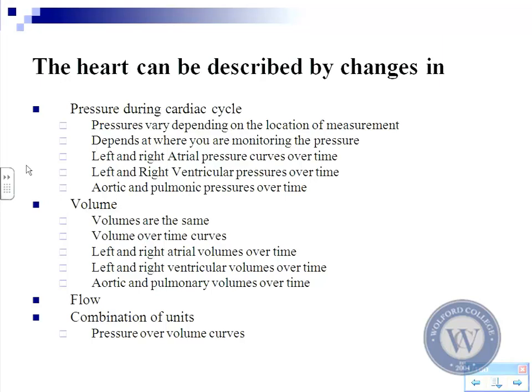On the other hand, if you look at volumes themselves, you cannot tell the volumes from the left to the right being any different. The right atrium displaces the same amount of volume as the left atrium. The right ventricle and the left ventricle displace the same amount of volume over time, as well as the aortic and pulmonic valves. You can also get flow diagrams, which I'm not going to go into right now, and you can also do a combination of units, which is pressure volume curves, which is what we use.